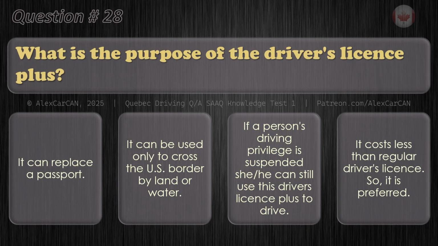Question number 28. What is the purpose of the driver's license plus? It can replace a passport. It can be used only to cross the U.S. border by land or water. If a person's driving privilege is suspended, he can still use this driver's license plus to drive. It costs less than regular driver's license, so it is preferred. The correct answer is it can be used only to cross the U.S. border by land or water.